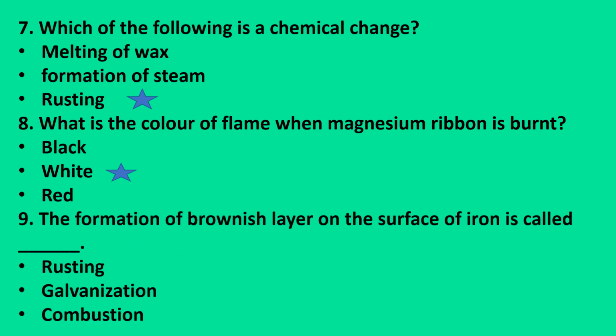Question number 9. The formation of a brownish layer on the surface of iron is called dash. Just now I told you that when a brownish layer is formed on any iron object, it is called rusting, galvanization or combustion. The correct answer here is rusting.